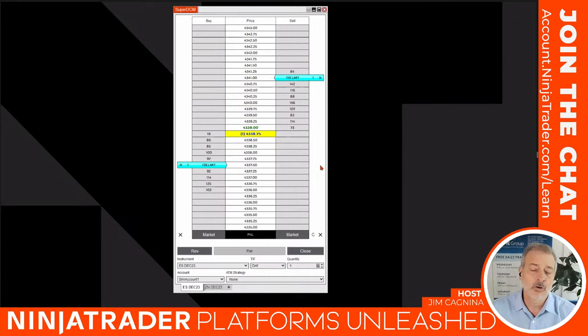That's a completely legitimate, completely reasonable trade idea based on whatever your technical analysis is. Now, don't follow along blindly at home. These are sample trades just for explanation purposes on how the SuperDOM works, okay? Depth of market, SuperDOM, trading ladder.